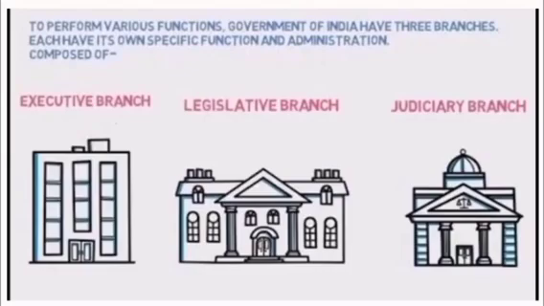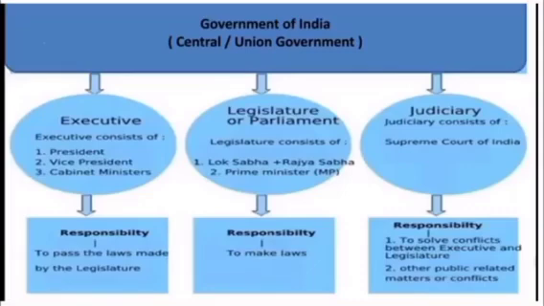To perform various functions, Government of India has three branches. Each has its own specific function and administration, composed of executive branch, legislative branch and judiciary branch. Government of India, central or union government, is classified into three. The first one is executive, the second one is legislature or parliament, and the third one is judiciary.